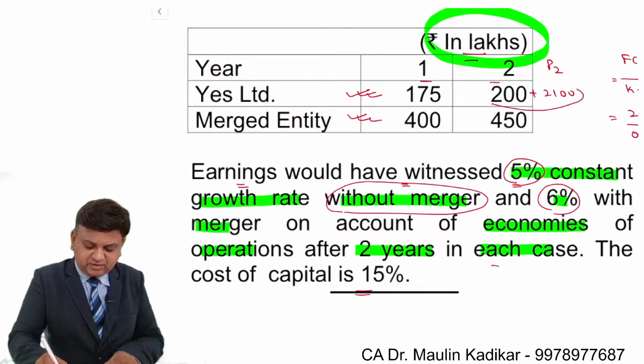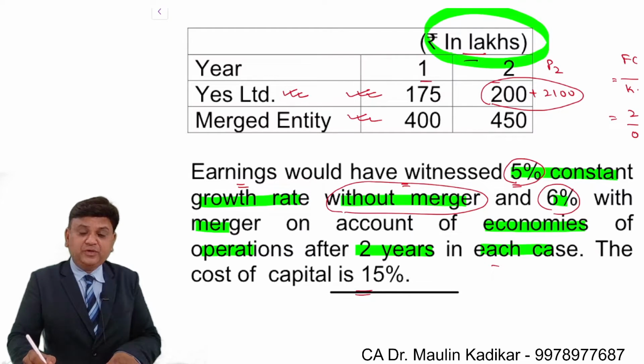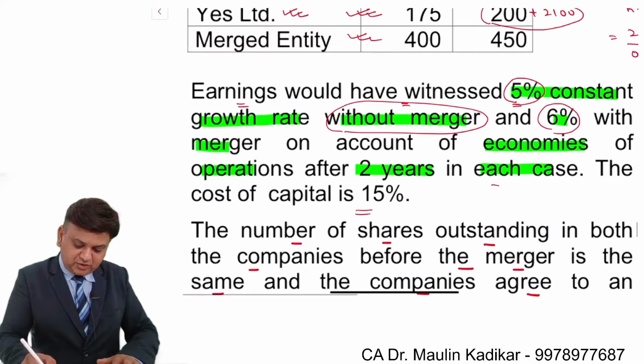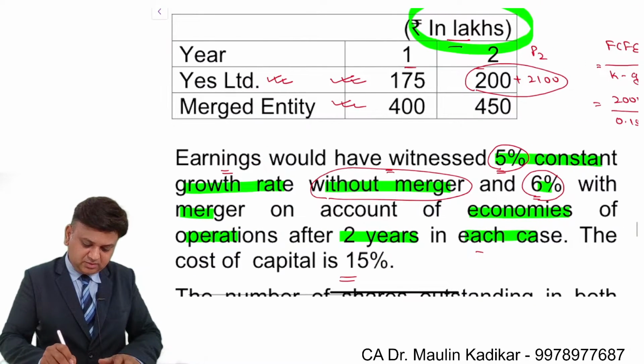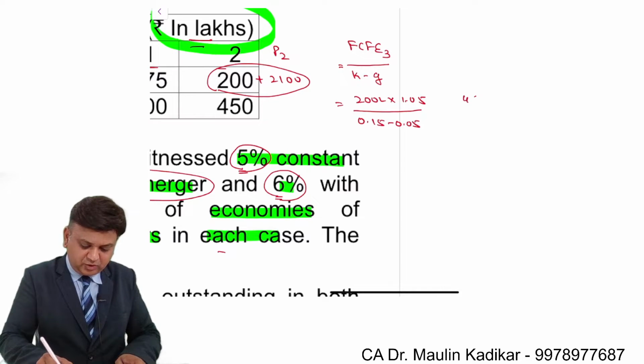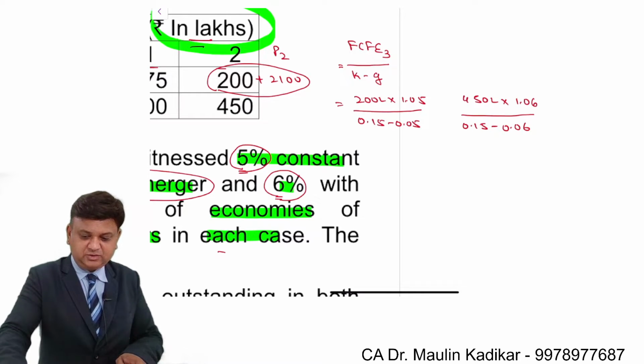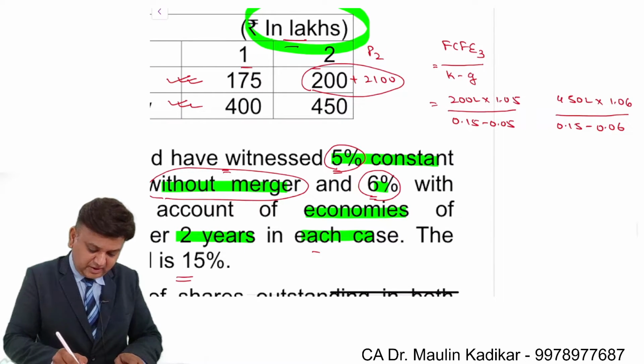All this value will be discounted in present value terms. With that, we'll get the value of Yes Limited before acquisition of No Limited. Same working will be made for the merged entity. The growth rate is provided as 6%. So what will happen, dear students? 450 lakhs into 1.06 divided by cost of capital minus growth rate. So 450 into 1.06 divided by 9%, that comes to 5300.